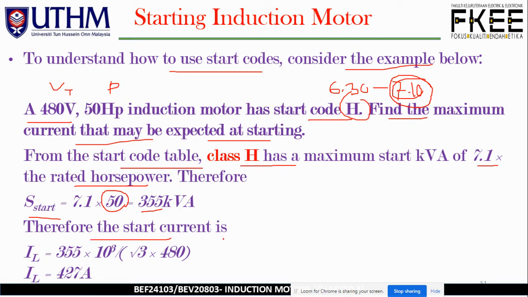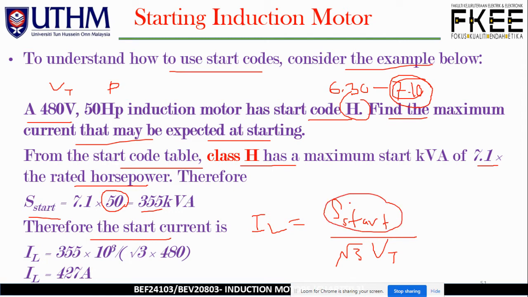Therefore, for the starting current, you may get it from the equation in the previous slide, where we have IL equal to S start over square root 3 multiplied by Vt. S start is the one we calculated here, taking into consideration the value of 7.1, the code letter. Then we have IL equal to 355 times 10 to the power of 3, kilo, divided by square root 3 multiplied by Vt, which is 480. So thus, the value of the starting current is 427 ampere.